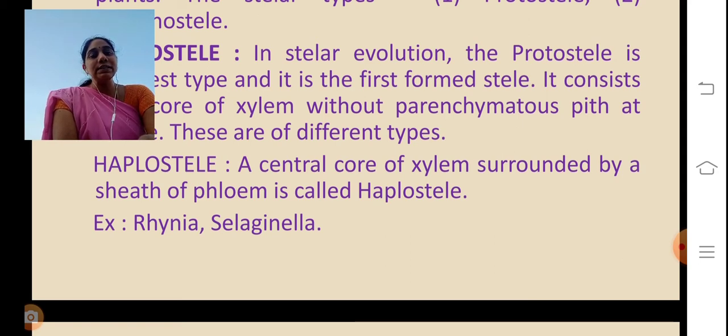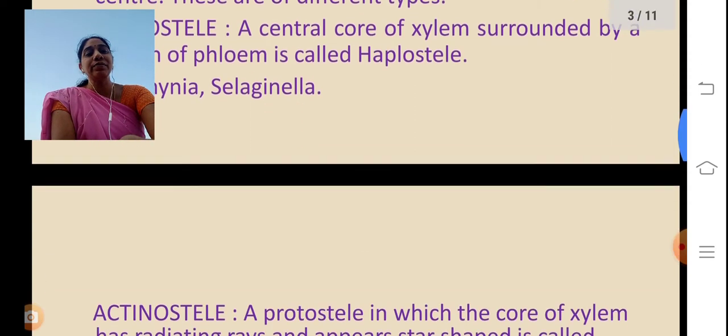We can see this type of haplostele in plants like Rhynia. It is a fossil plant. And in Selaginella, we can see the haplostele type of protostele.